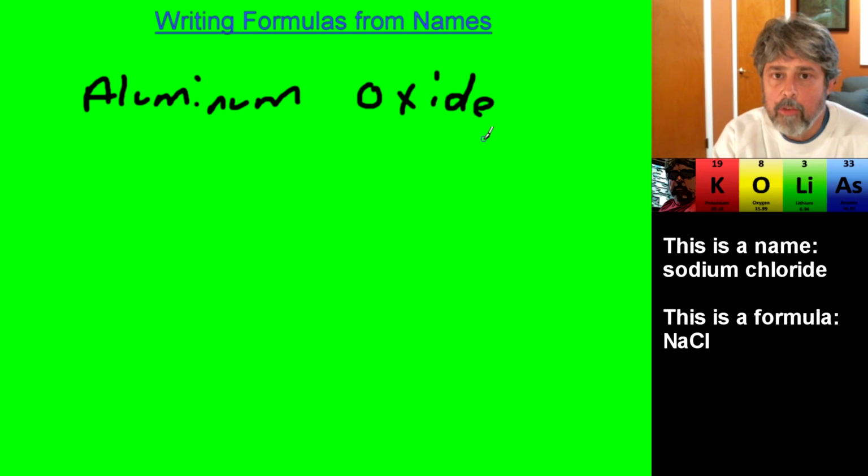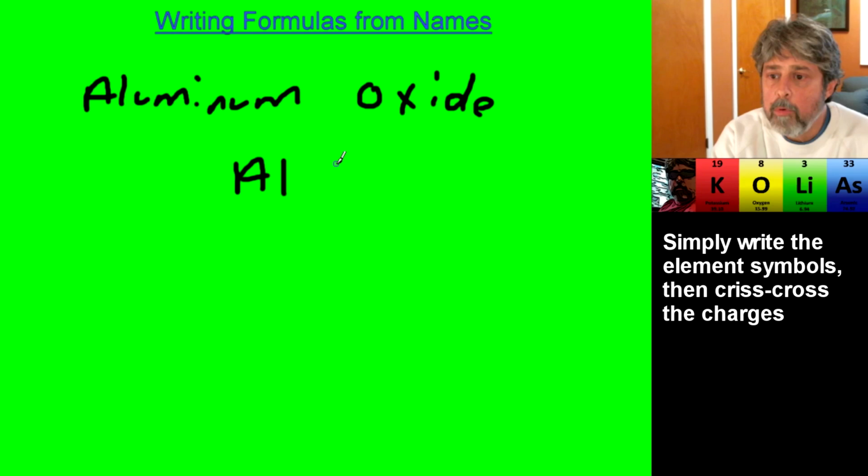So now let's take a look at how we write formulas from the names of compounds. Before, we did the opposite. We had a formula and we had to write the name. But now we're going to do the opposite. The way to do this is very easy. I think this is easier than the other way. All you do is write your elements first. We have aluminum, so write Al, and then we write the O for the oxygen.